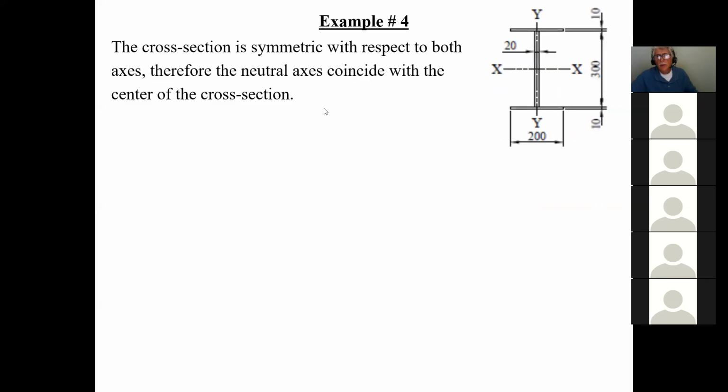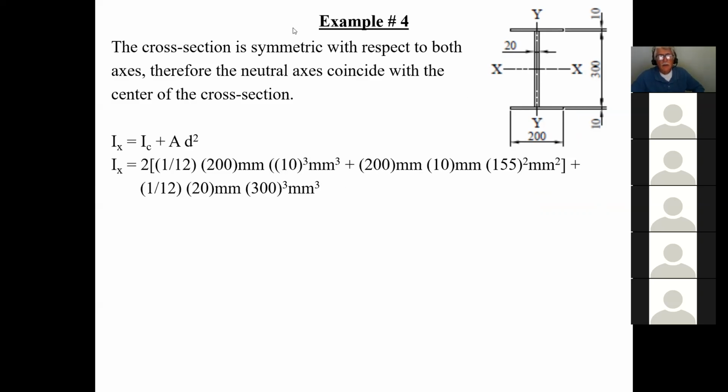So in this case, I know that my neutral axis is right down the middle. In other words, right here. There's my neutral axis. I won't even bother calculating it. So now I know where my neutral axis is, I can actually calculate the Ix for the whole cross section.